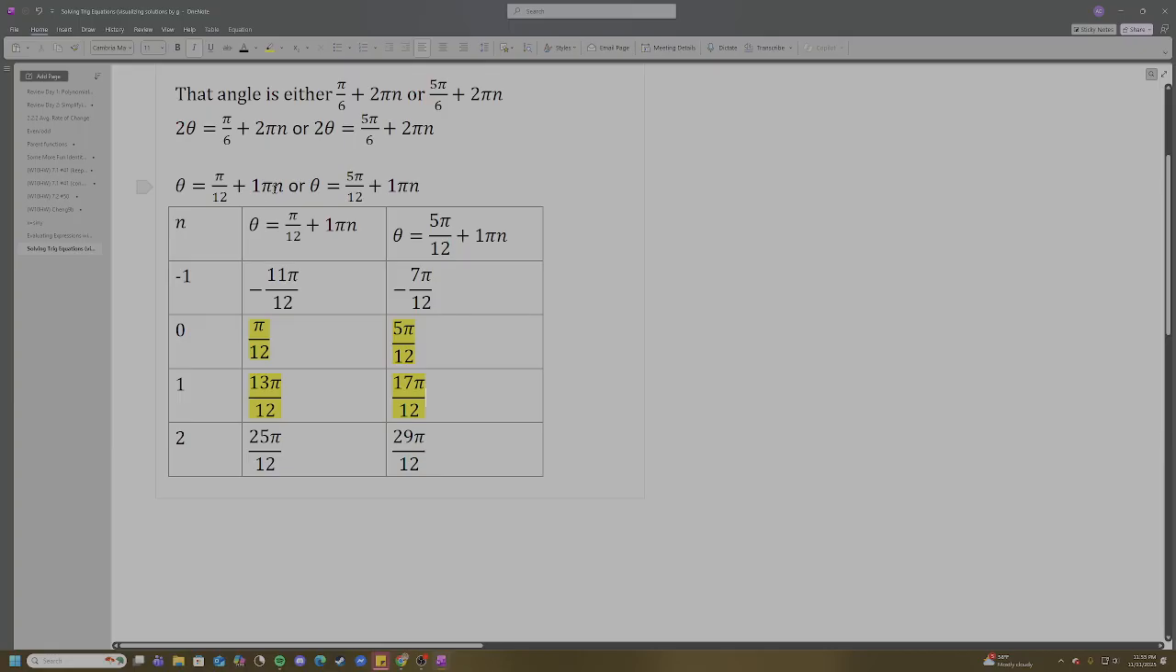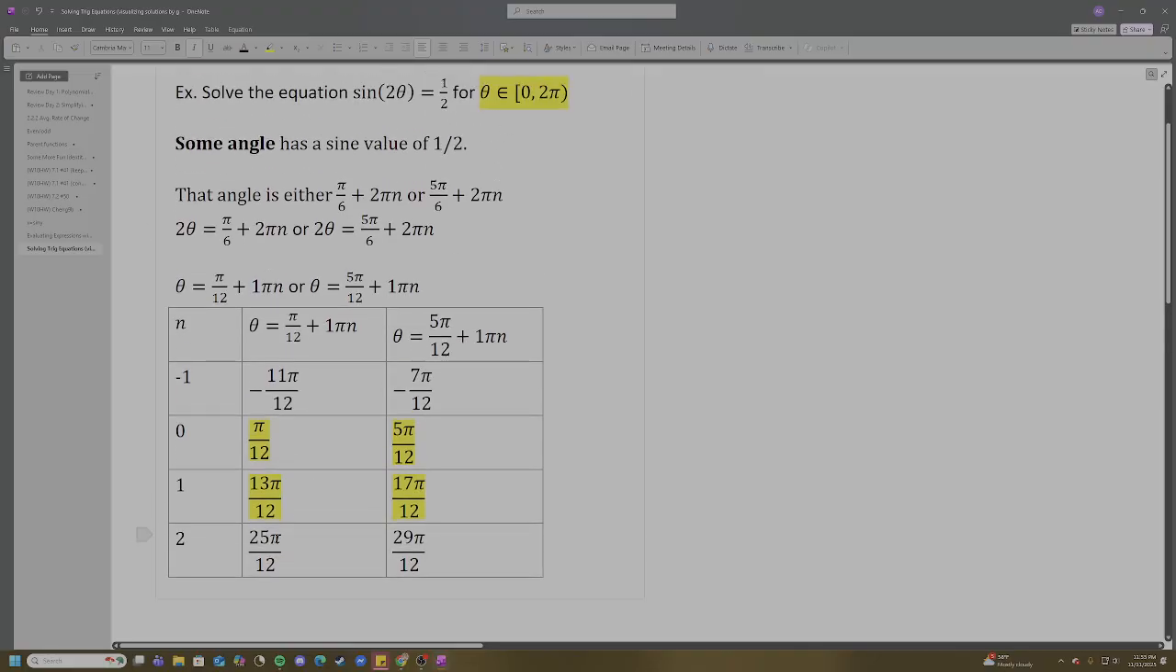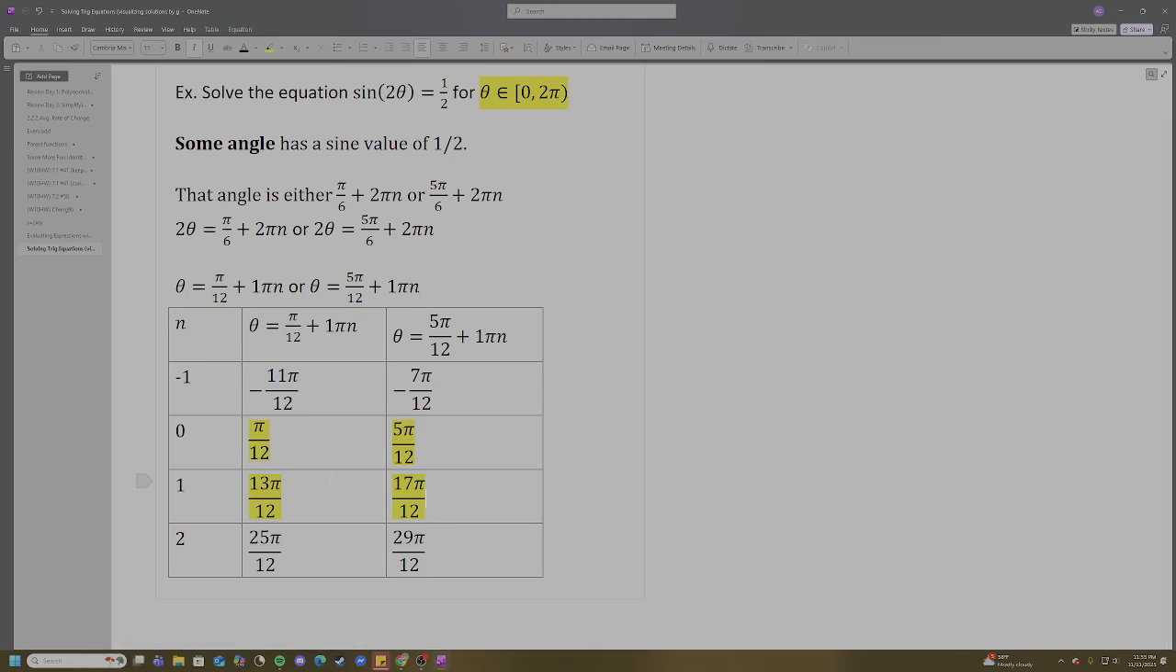Once we cross over to a second multiple of pi, now we're outside that window, right? So 2 pi would be 24 pi over 12. So these are outside of that window. So now we have 4 solutions, and this is our solution set. But I do want to take a look at the graphs of this equation so we can actually see why this makes sense, where we now get 4 solutions.